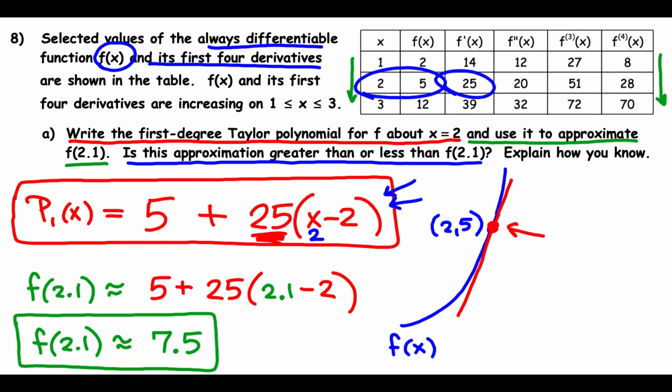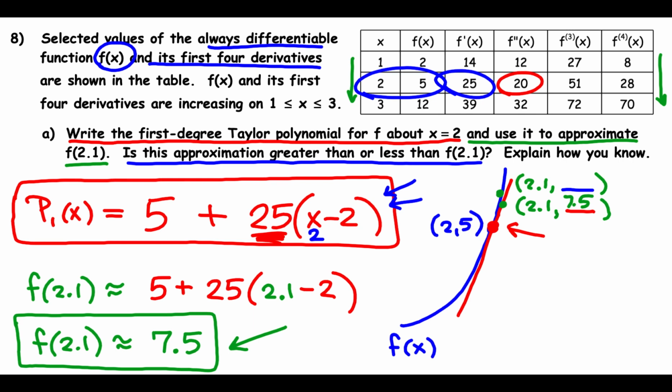I also see that f of x is concave up because the second derivative is also positive. So I drew it concave up, which means that even though blue and red are equal to each other, they're meeting, they're tangent at the point 2,5, anywhere else, blue is going to be above red if I drew a vertical line. So when I step off and go to 2.1, you can see that the blue answer is going to be higher than the red answer. And the red answer that I got was 7.5. That's this right here. So 7.5 is an underestimate.